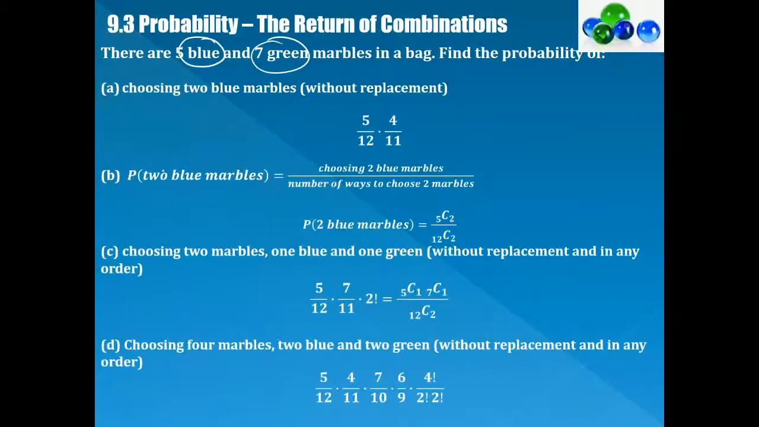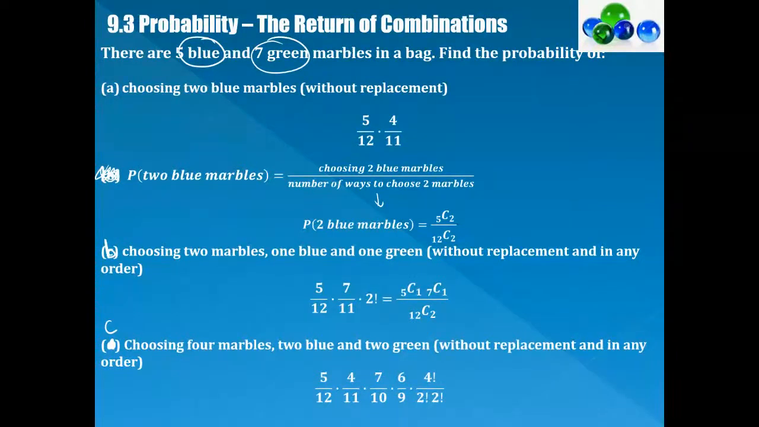The probability of 2 blue marbles is choosing 2 blue marbles over the number of ways to choose 2 marbles. Oh my goodness, that shouldn't be B. Sorry, guys. This is B. And this is C. The probability of 2 marbles.